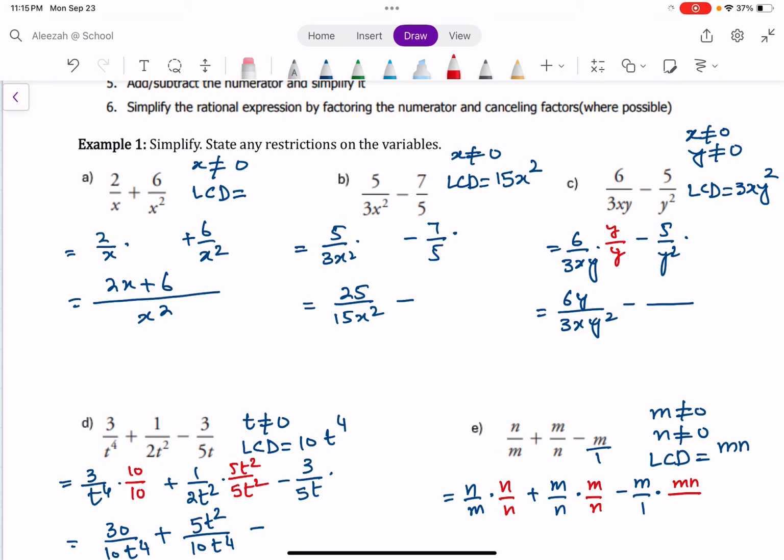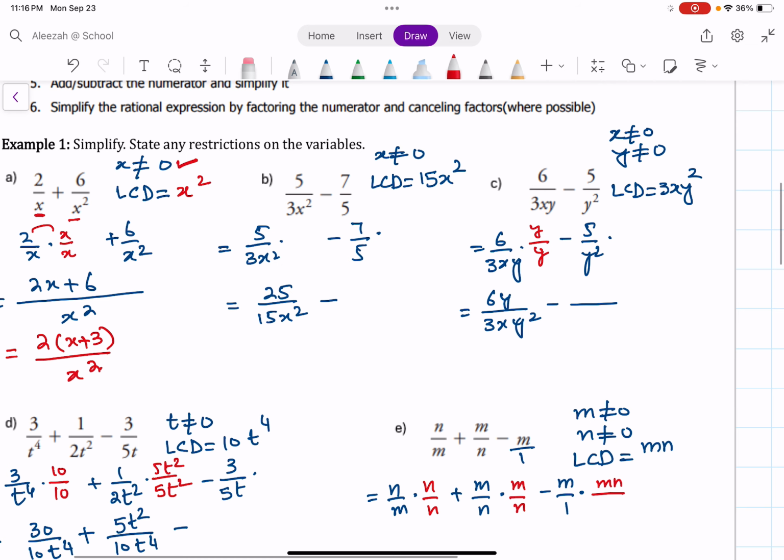For example 1a, look at the denominator. I have variable x, so the restriction is x is not equal to 0. Now for the lowest common denominator, it's x and x squared. I'll always go for the highest exponent of x, so the lowest common denominator is x squared. In the first fraction, I have an x in the denominator, so to make it x squared, I multiply and divide by x. Now I get 2x plus 6 over x squared, and the common denominator is x squared. I can leave it like that, or I can factor out 2, so it will be x plus 3 over x squared. That's my answer.